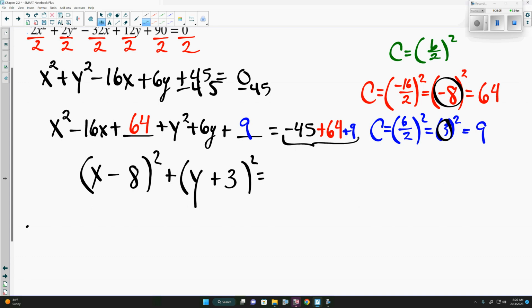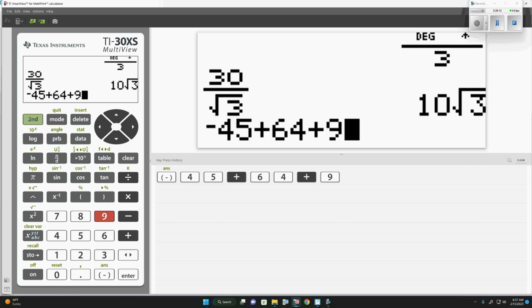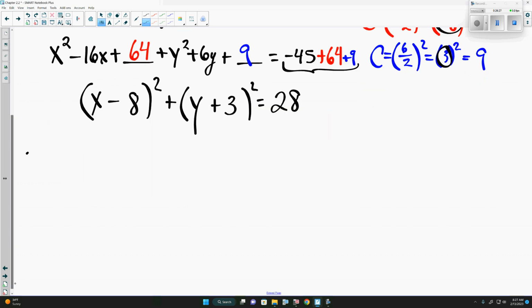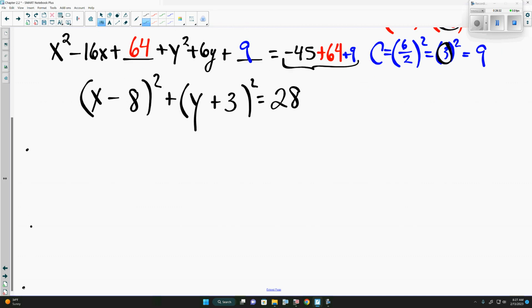So we need to add these together. -45 plus 64 plus 9 is 28. Yep. Any questions on how we got to this equation here?